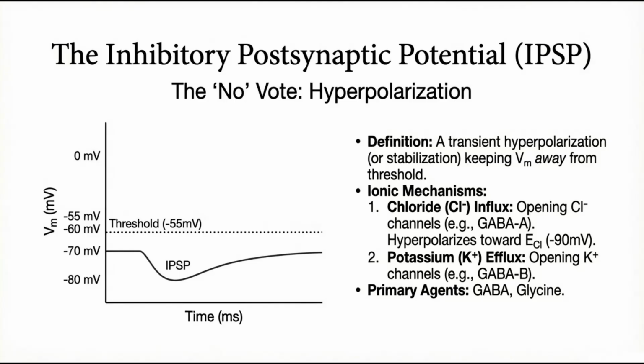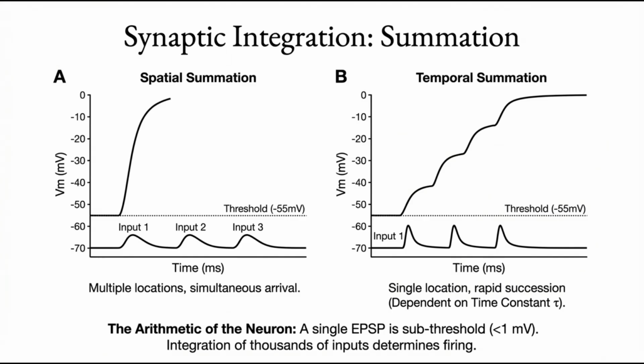Correct. Glycine is the major inhibitory transmitter in the spinal cord, and it works via chloride channels, just like GABA in the brain. Okay, we've covered the presynaptic release and the postsynaptic response. Now we get to the really complex stuff. Section 3. Integration and plasticity, starting with slide 10, synaptic integration, summation.